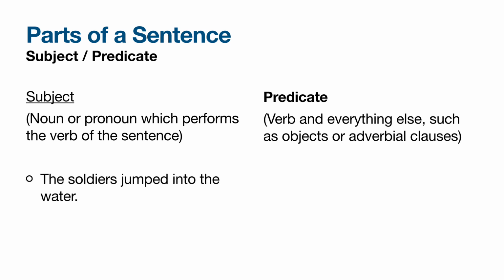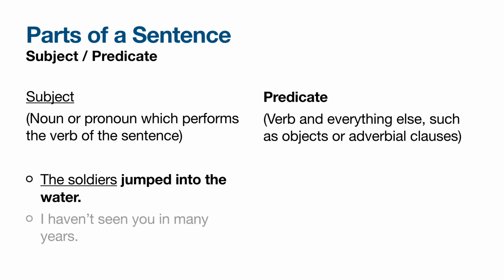The soldiers jumped into the water. First, we can identify the verb of the sentence, in this case, jumped. The soldiers are the noun which performed the verb. So, the complete subject is the soldiers, and the complete predicate is jumped into the water.